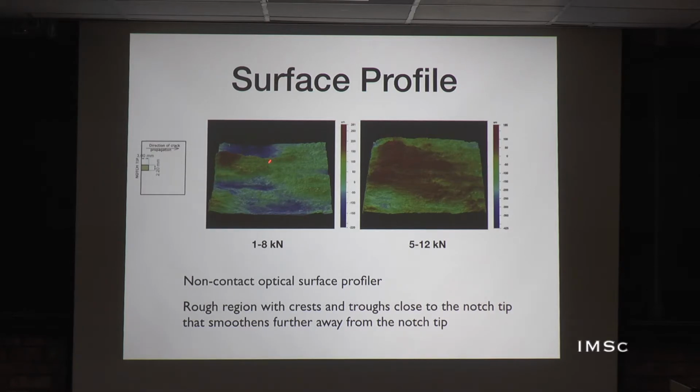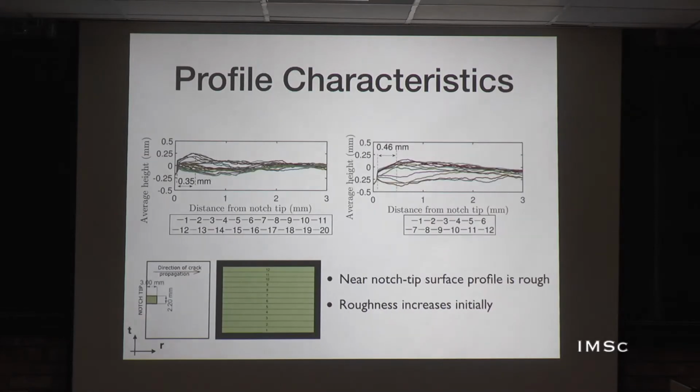What we see is that near the notch tip you have significantly more roughness compared to further ahead. This is for 1 to 8 kilonewton. Then we do the same type of data acquisition. Here is the notch tip, this is the direction of propagation of the crack, and again there are very rough surface features, very large undulations. Here you have blue, there is red, here you have blue, there is red, indicating a large difference in height compared to here where it is largely green, somewhere in the middle. So what are these rough regions? Why don't we now cut a few planes and have a look at that?